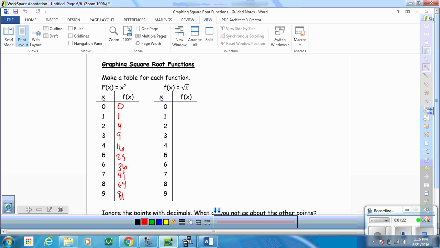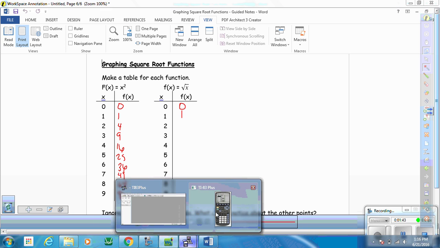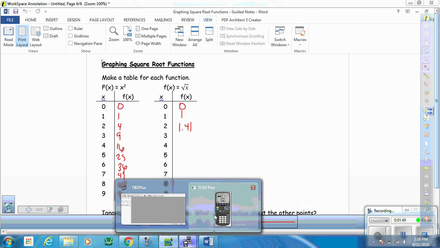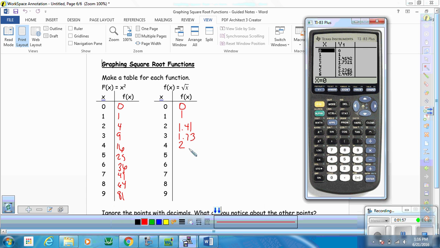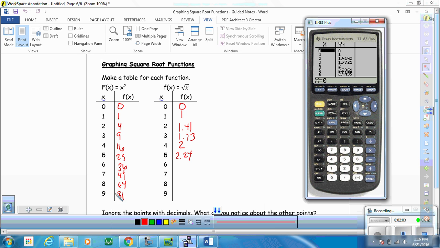Now, if we do the same thing with our square root function, if I go to y equals, I can type in the square root of x. And then again, I'm not as interested in the graph, but I want to look at the table. So it's interesting because I've definitely got some decimals here. I've got 0 and 1, but then the square root of 2 is 1.41. And the square root of 3 is 1.73. And then 4 is 2. And then 5 is 2.24. And 6 is 2.45.